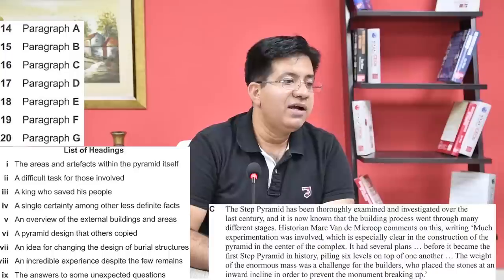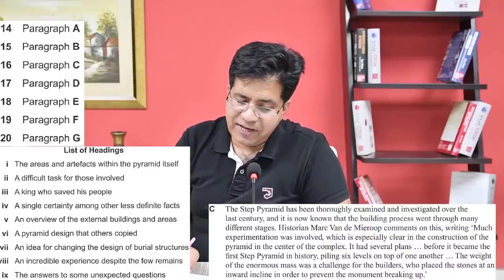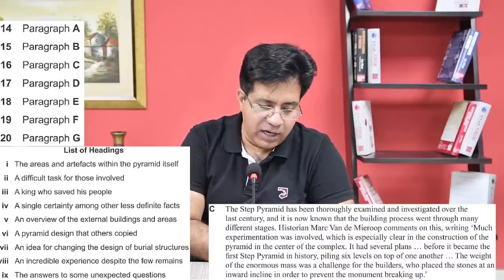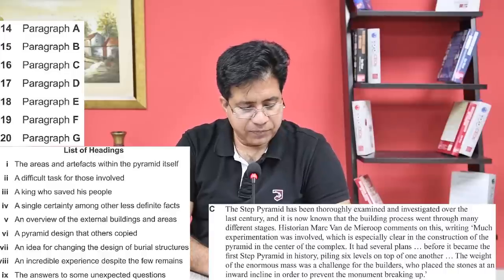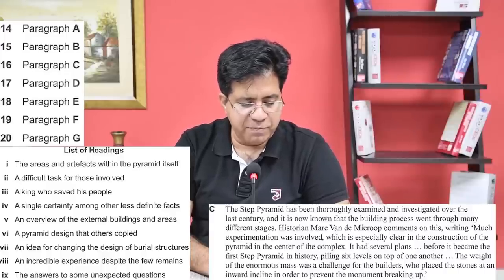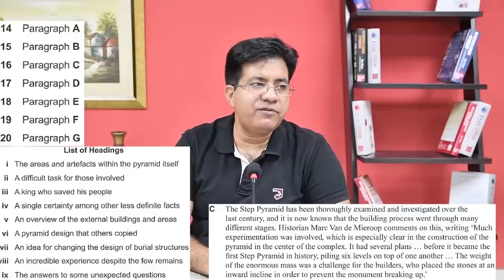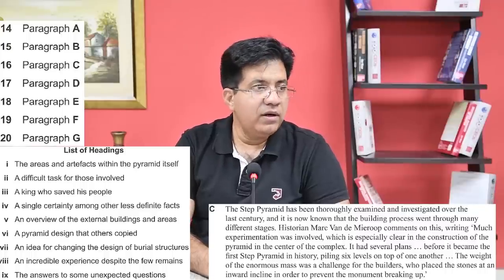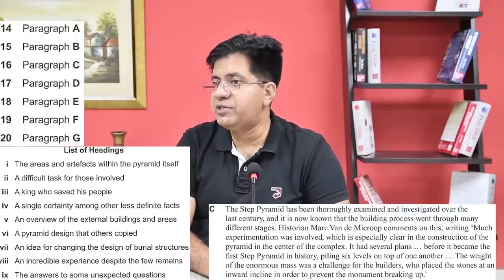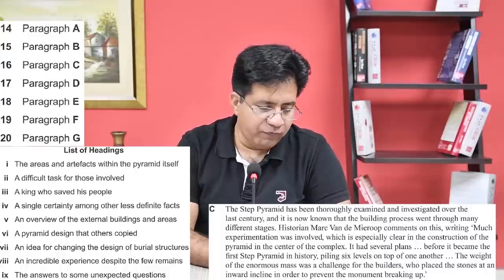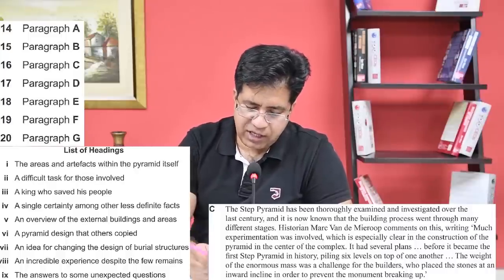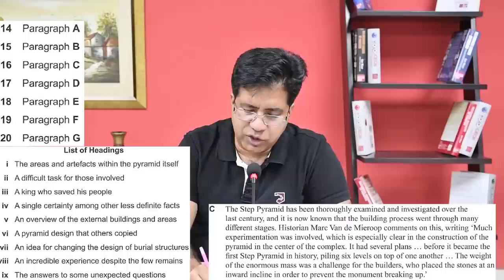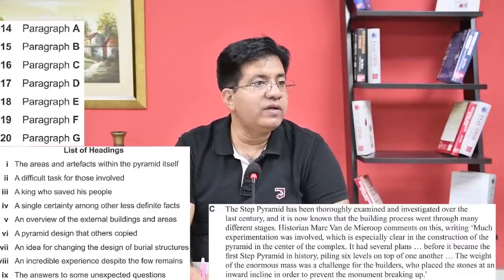Which heading? 2. What is that? Difficult task for those involved. Now, what is the difficult task? The weight of the enormous mass was a challenge. And what is the word for those who were involved? Builders. Absolutely. That's right. So, for paragraph C, question number 16, the answer is heading number 2. Cross 2 as well. Good time management.